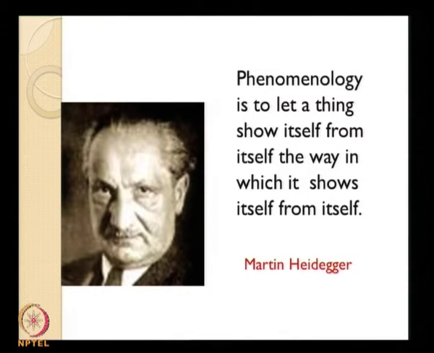Now, let us see another very important figure, Martin Heidegger, whom I have already mentioned. We are going to discuss his philosophy in the next lecture. Heidegger was a disciple of Edmund Husserl, and also a phenomenologist of a different kind. What he says about phenomenology is that phenomenology is to let a thing show itself from itself, the way in which it shows itself from itself. It is a very interesting quote. I repeat, phenomenology is to let a thing show itself to us from itself, the way in which it shows itself from itself. All other considerations are unimportant.